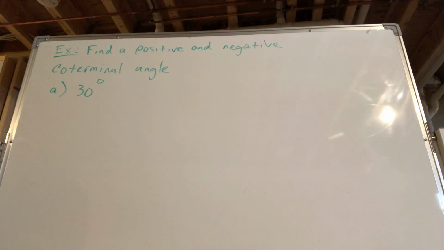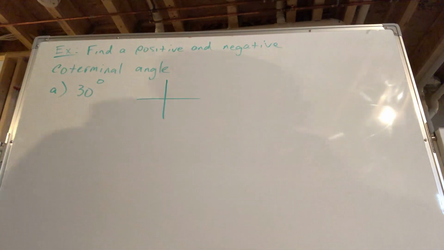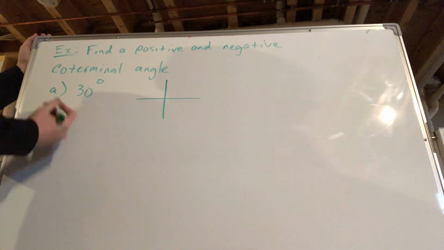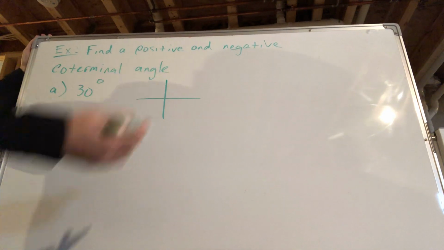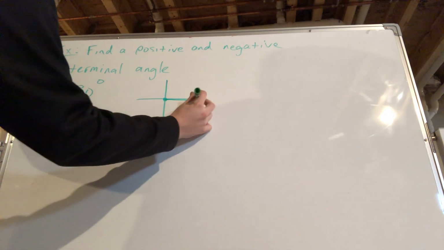Okay, so this is very simple, guys. Again, to find a coterminal angle, we just want to find an angle that's essentially in the same position as 30 degrees, but has a different measure. So instead of 30, we'll have a different number. For example, let's just try to plot 30 degrees. You don't have to draw this every time, but let's draw it here just for the fun of it.